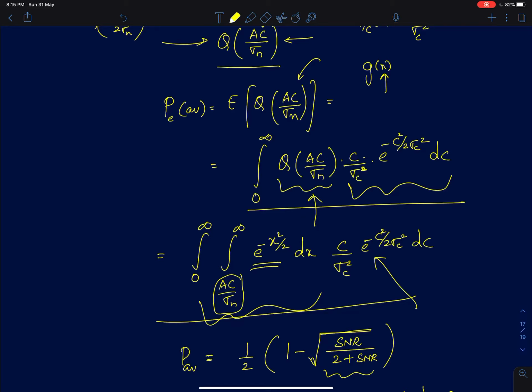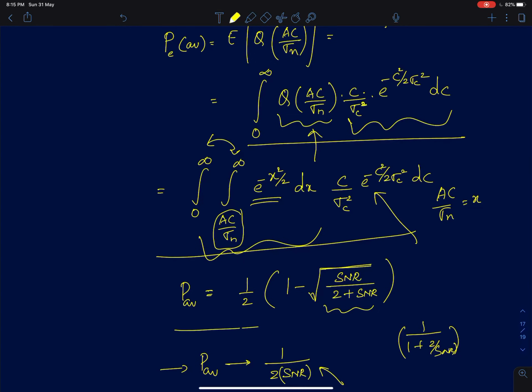You should just solve this, changing the order of integration and making a substitution, A C by sigma n as x, and all that. You will get a slightly simplified integral. I'll give the final result. What you get is P average will be half into 1 minus root of SNR by 2 plus SNR. There is no Q function now. It's only given by this.